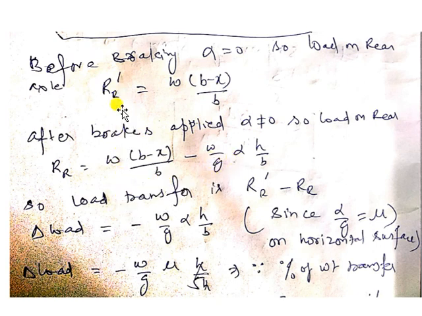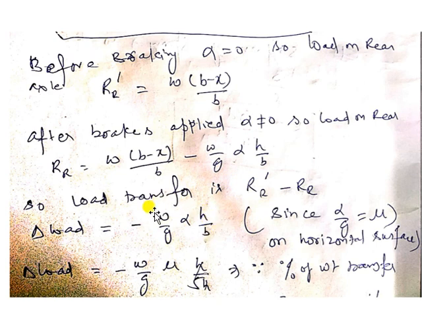The difference between these two expressions, RR dash minus RR. See, this is common in both the expressions, so this will be subtracted. So the only thing left is this much. Since it's a reduction in weight, there could be a negative sign, but you can ignore this negative sign. So this is W by g, alpha, h by b.